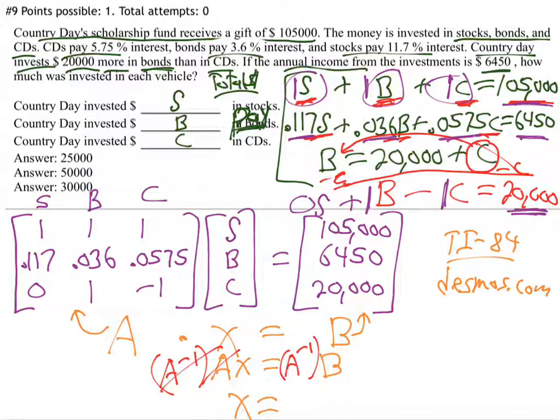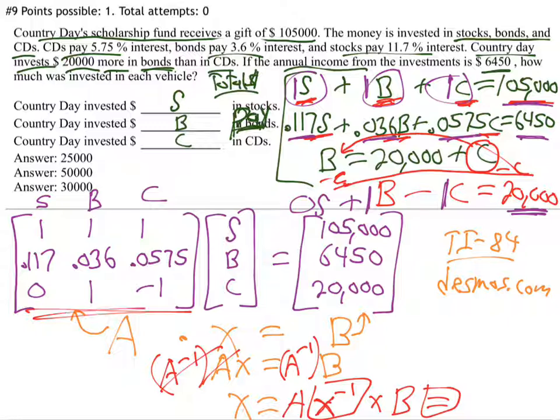So that means on your calculator you need to go A inverse on your graphing calculator, A inverse times B, and hit equals. After you've already entered matrix A and matrix B into your graphing calculator. Again, the second video on the homework number 9 will show exactly how to do all that. Hit equals, and you'll automatically get those three answers right there. There we go. 25,000, 50,000, and 30,000 will pop out. Much easier way to solve three equations with three letters.